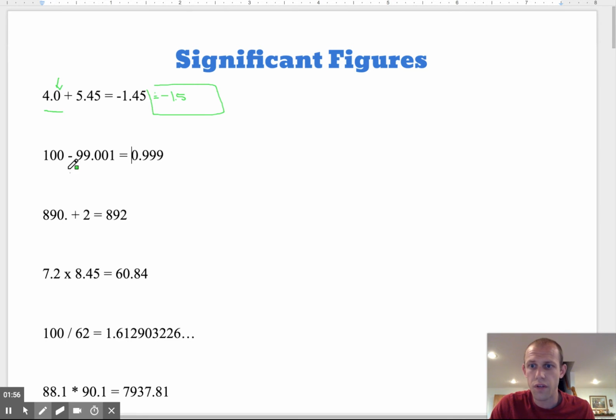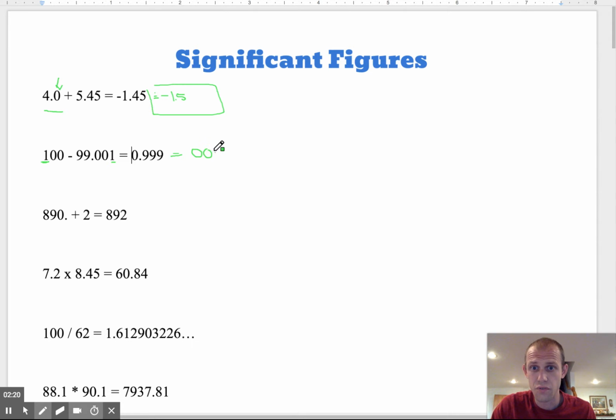Let's try another one. 100 minus 99.001. The least precise placeholder out of these two would be the 100 spot. So this has to be written in terms of 100ths. Unfortunately, that's not possible. So you would just write this as an answer of 0.